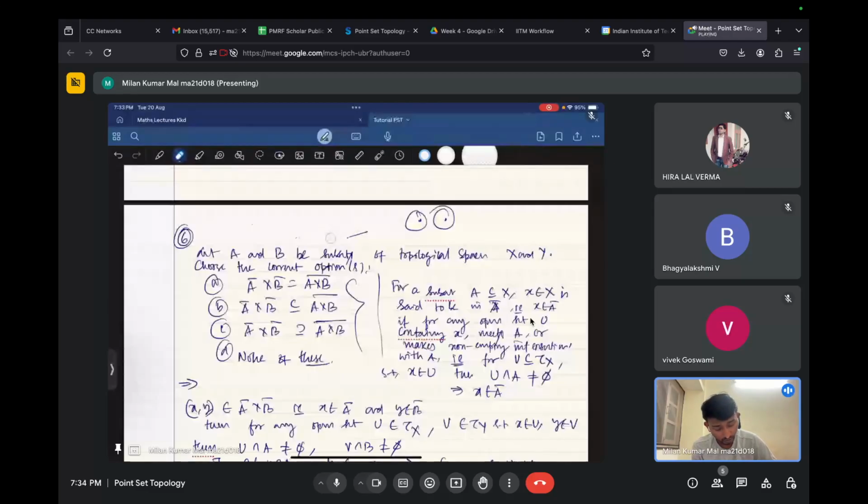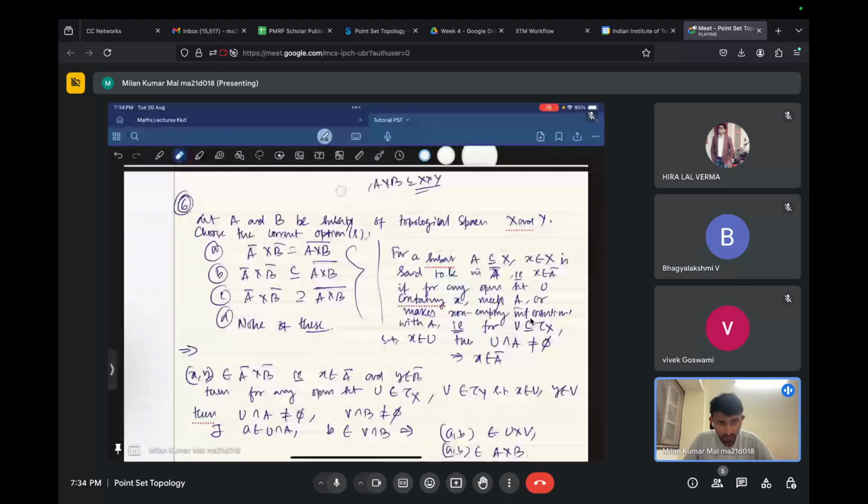So now, from the definition, take any point (x, y) coming from A closure cross B closure. That means x comes from A closure and y comes from B closure. Now, if x is in A closure, by the above definition, for every open set U in tau X, U intersection A is non-empty, and similarly for every open set V in tau Y, V intersection B is non-empty. That means there exists an a in U intersection A, and there exists a b in V intersection B.